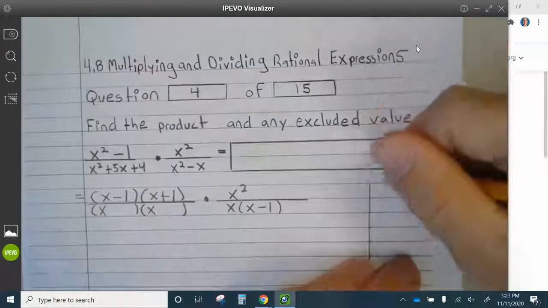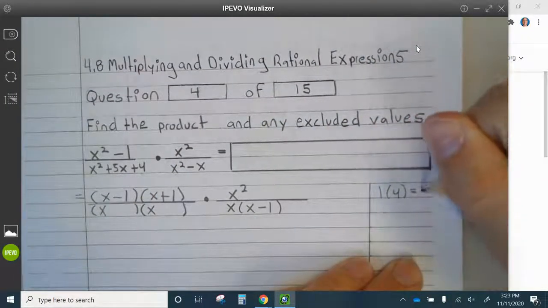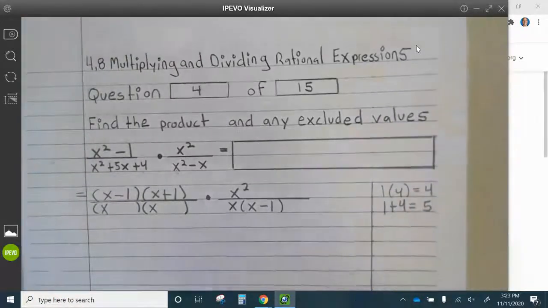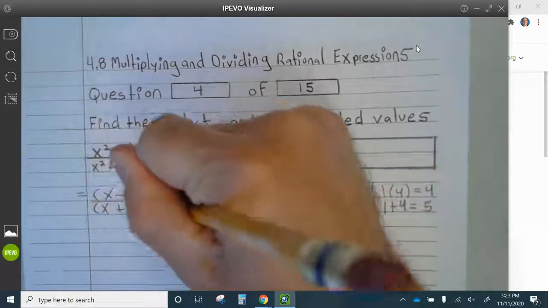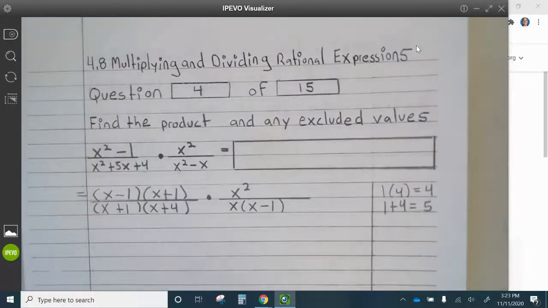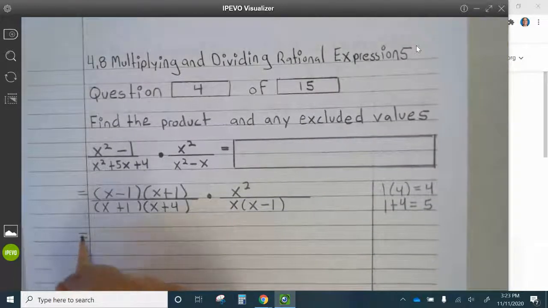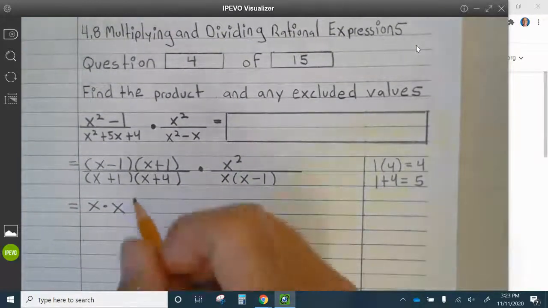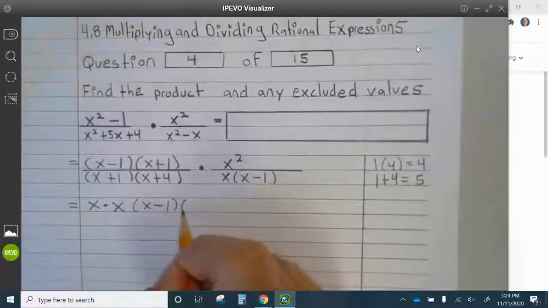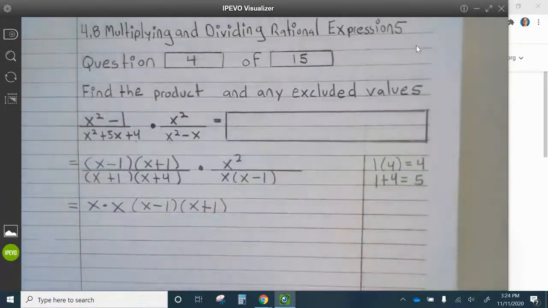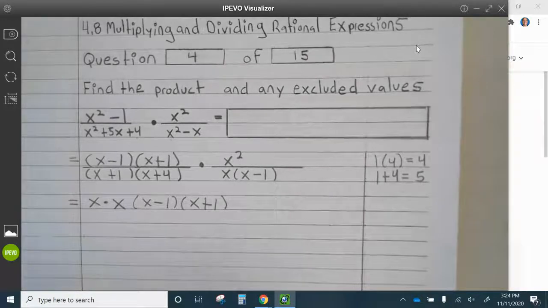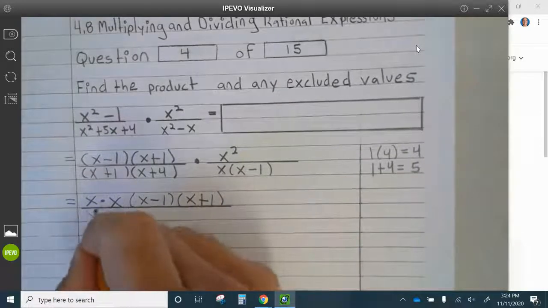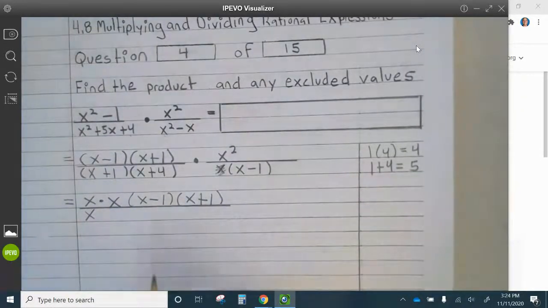Okay, so 1 times 4 is 4. 1 plus 4 is 5. So our factors are 1 and 4. So x plus 1, x plus 4. Okay, now let's rearrange the numerator and denominator. Now I'm going to write x squared as x times x, and you'll see why in just a few moments. And then x minus 1 times x plus 1. Okay. Now we're looking for anything that divides and becomes 1. Well, we can put the x right here. Okay, now we're looking for an x minus 1.